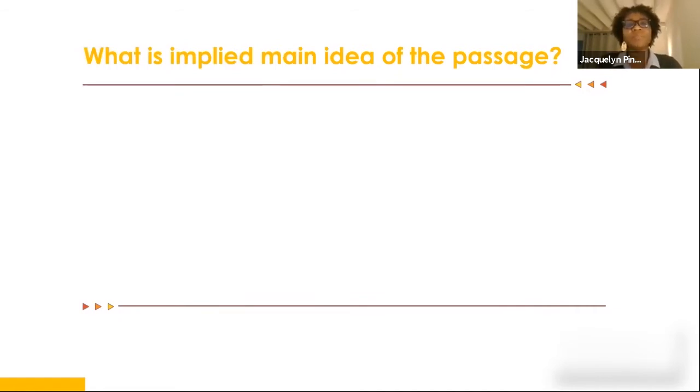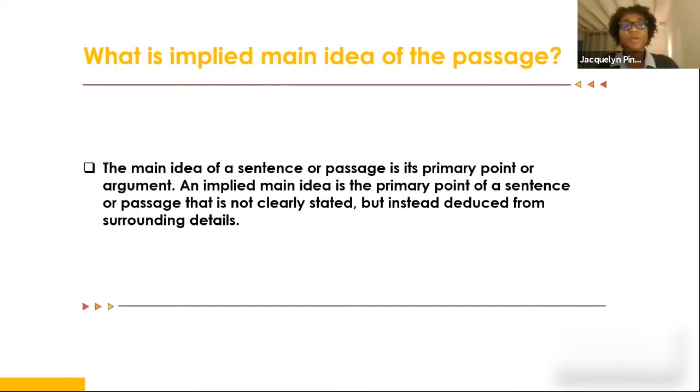So what is the implied main idea of the passage? The main idea of a sentence or passage is its primary point or argument. An implied main idea is the primary point of a sentence or passage that is not clearly stated, but instead deduced from surrounding details. Traditionally, these inference type questions, reading between the lines, are quite hard for my students, whether you're a native speaker or not. Trying to decide what can we say for sure based on the information and the context clues provided.